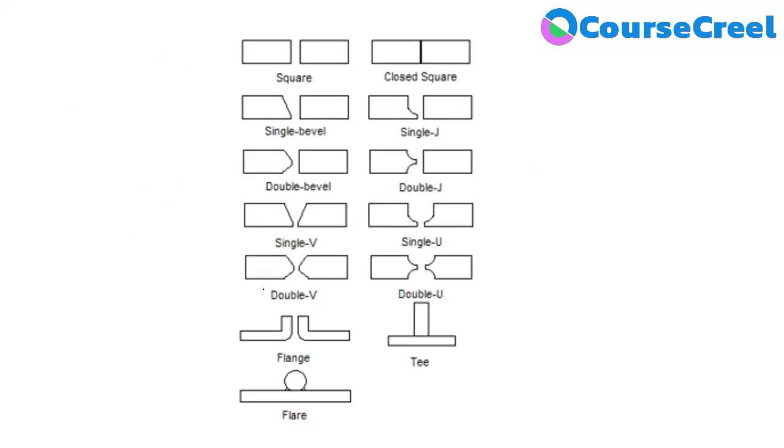Here you can see different types of joints used in welding, and these joints can be butt joint, lap joint, corner joint, T joint, edge joint. One by one you can see different types of joints like square joint, closed square, single bevel, single J, double bevel, double J, single V, single U, double V, double U, flange, T, flare. These are used as per the application, or on the basis of different types of welding and welding material.